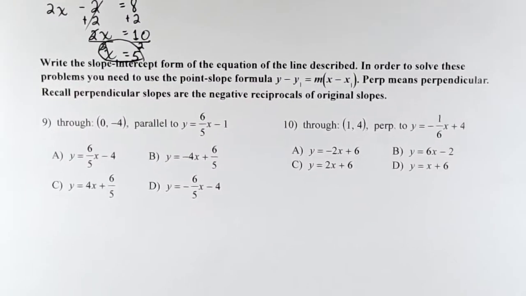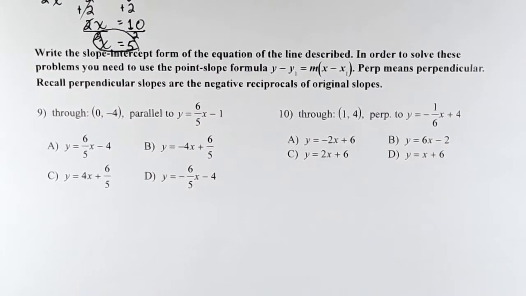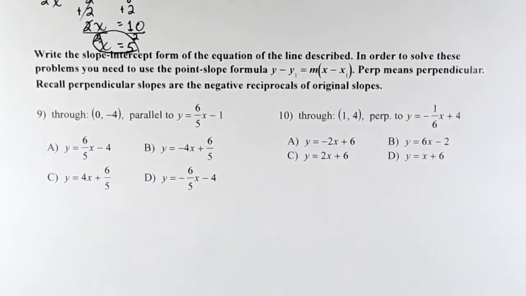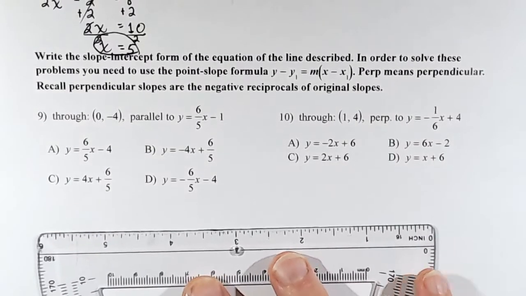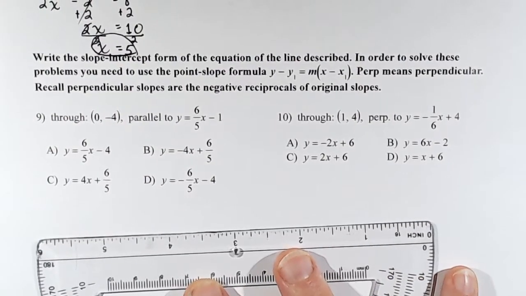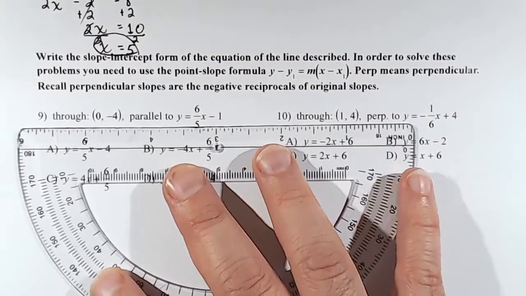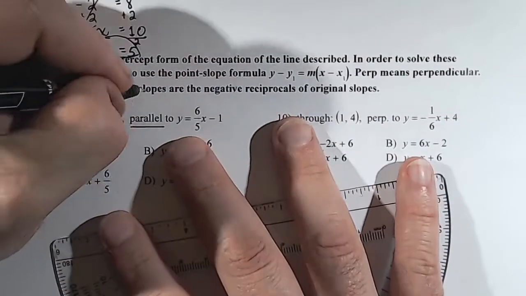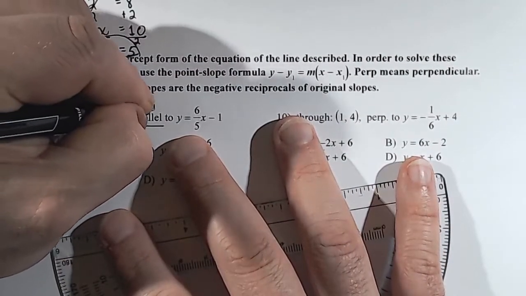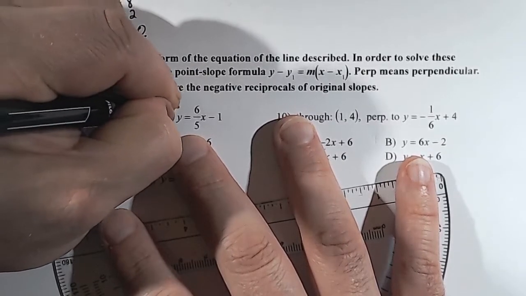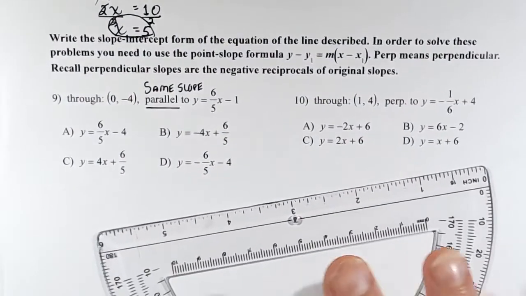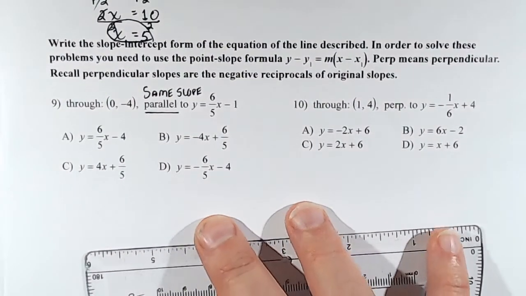Okay, the good news is we're done with solving systems, but these final two questions require us to use the point slope formula. This is very fast. You just have to identify that this is a parallel line here in number 9, and parallel line means same slope. So if you can identify the slope, then you can use the point slope formula to plug it in.